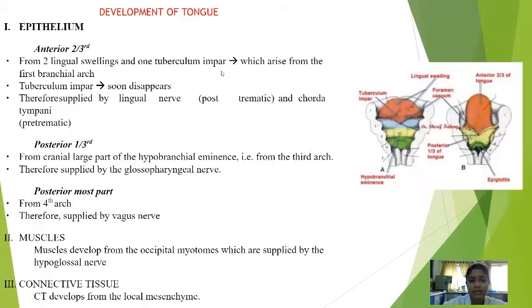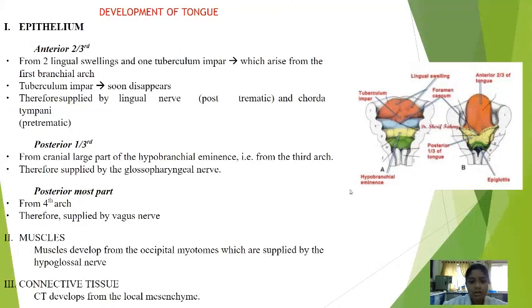So coming to the last part, the development of the tongue. The epithelium of the anterior two-thirds forms from two lingual swellings and one tuberculum impar, which arise from the first branchial arch. The tuberculum impar soon disappears; therefore it is supplied by the lingual nerve and chorda tympani. The posterior one third forms from the cranial part of the hypobranchial eminence, that is from the third arch, therefore supplied by the glossopharyngeal nerve. The posterior most part of the tongue is from the fourth arch, therefore supplied by the vagus nerve.